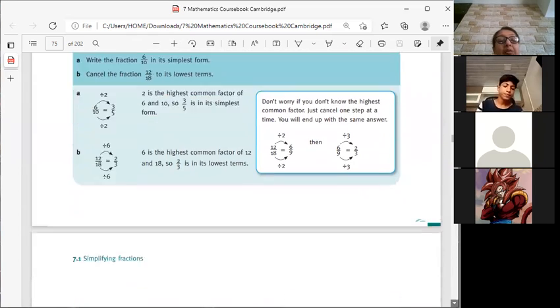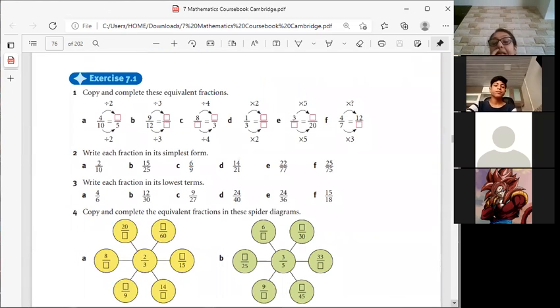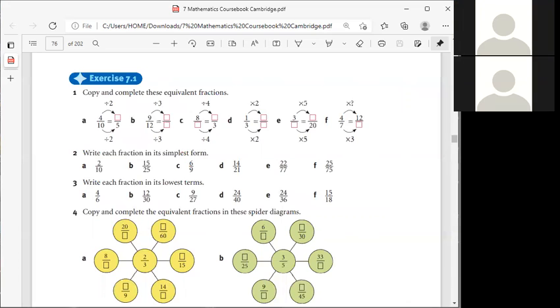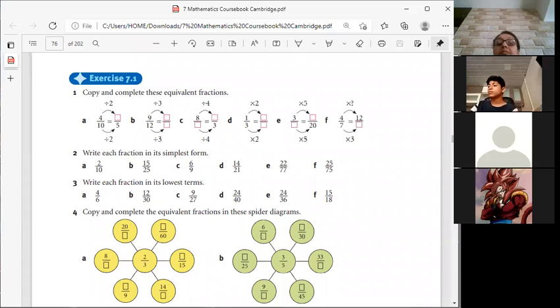Now directly I'm going to take you to the worksheet. You can write in your book. The name of the chapter is fractions. We are doing exercise 7.1. Please write that much down. Done. Okay, that's nice.